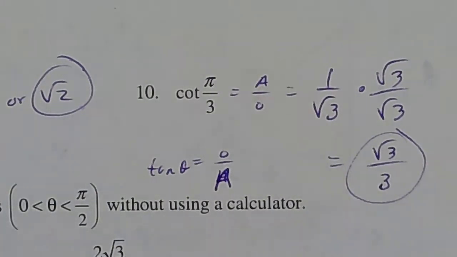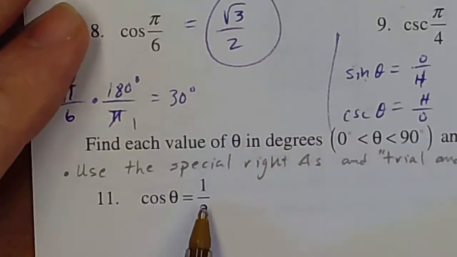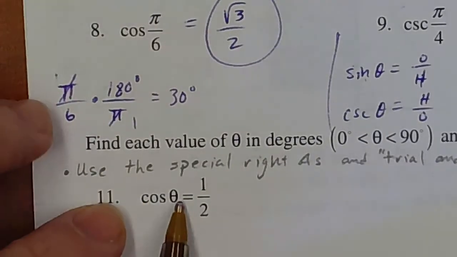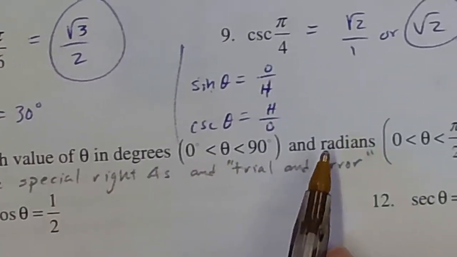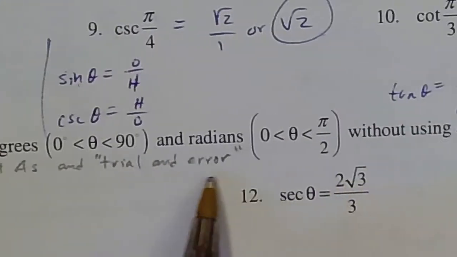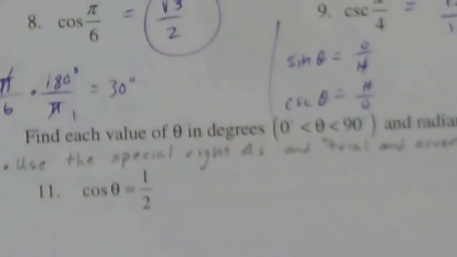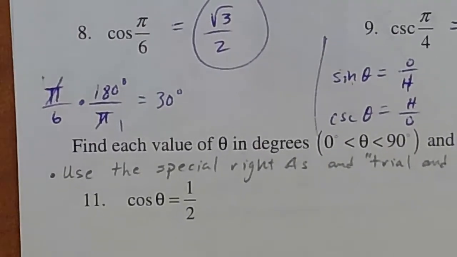All right, so for this next set of problems, it says find each value of theta. So now we're given the right side, we're looking for theta in degrees, and they want us to also give it in radians, from 0 to pi over 2. Pi over 2 is obviously 90 degrees without using a calculator. So you might want to make note of this. Why don't you write this down underneath just to guide you.